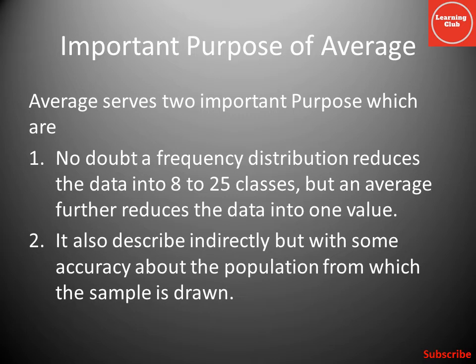Number two, it also describes indirectly, with some accuracy, the population from which the sample is drawn. Another important purpose is that we can say something about the population on the basis of the sample average. In other words, we can say something about the population by calculating the average from the sample.